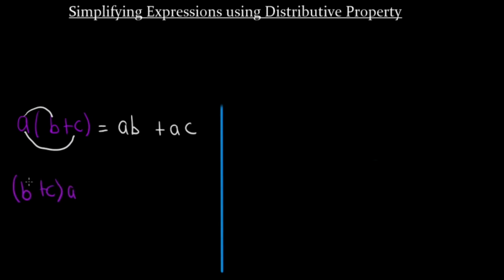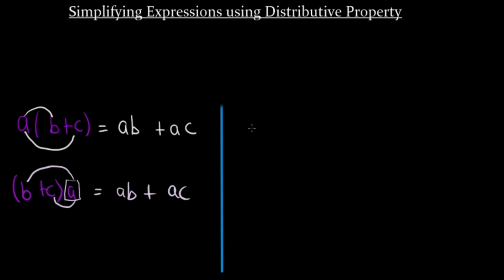Let's note that it doesn't matter if the term comes before the parentheses or after the parentheses, you'll get the same answer. So here we have the term outside of the bracket and it is after the parentheses. We'll still multiply the A times the B and the A times the C. So we'd have AB plus AC. And this is the case when the terms inside of the parentheses are being added.